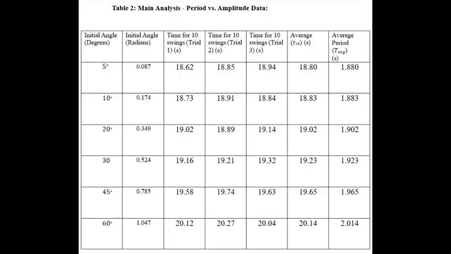The results were clear. While the period was stable at small angles, it started to increase significantly as the angle grew. At 5 degrees, the period was 1.88 seconds, but at 60 degrees, it increased to 2.014 seconds. This showed that the standard formula fails at large amplitudes.